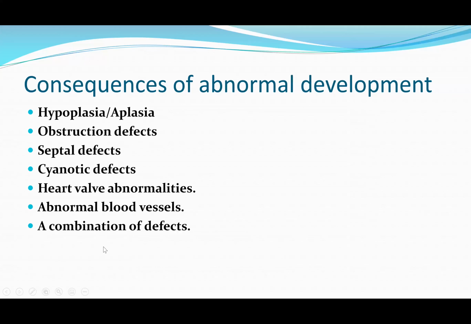Now, what happens when there's abnormality during this process? And what can happen? There can be hypoplasia where structures are not formed well, or aplasia where they don't develop at all. There can be obstructive lesions, can have septal defects, cyanotic defect, can have problems with the valves, and then great vessels. We can have a combination of these.